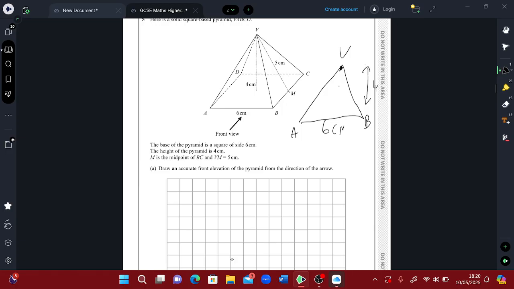So what this means is this length here is going to be 4. Because bear in mind, this is a straight height here. This is straight, like here, from top to bottom. This is not a slanted height. We wouldn't see the slanted bit with the front view. We would just see a triangle, right?